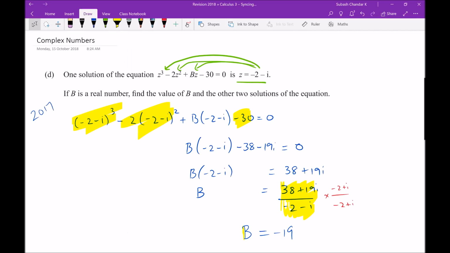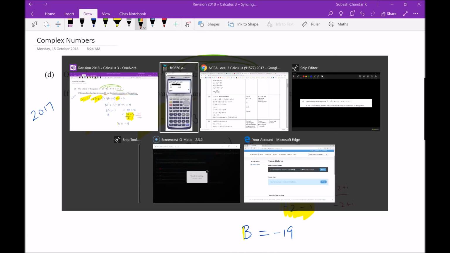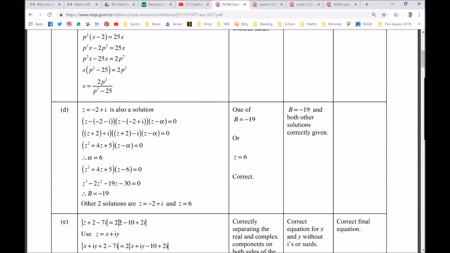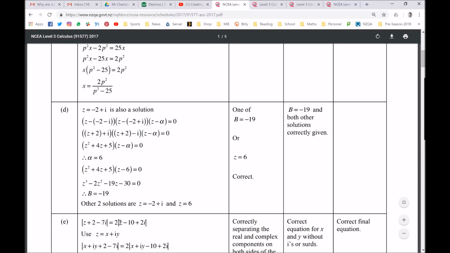Now if you look at the question, it says find the value of B and the other 2 solutions of the equation. Now in your graphics calculator, you've actually already found the other 2 solutions, haven't you? So this is the part I'm actually not sure about when I go back and look at the marking schedule. In the end here, they say B equals negative 19 and both other solutions correctly given. But they don't actually talk about any kind of working or anything like that. However, if you look at the actual answers, they've shown some working.